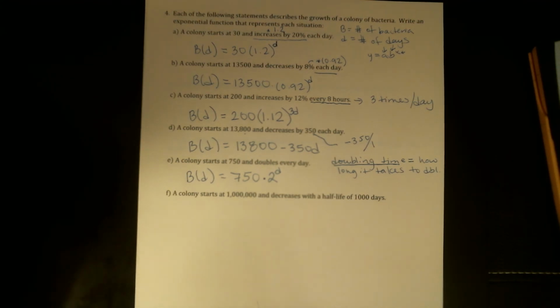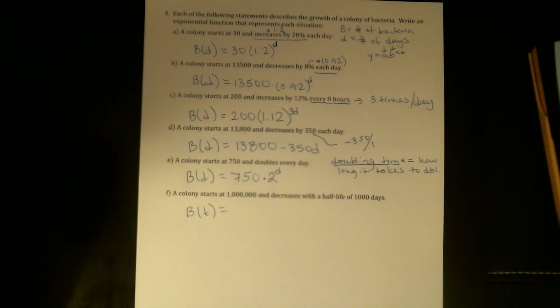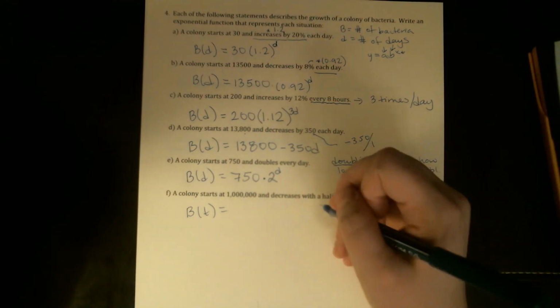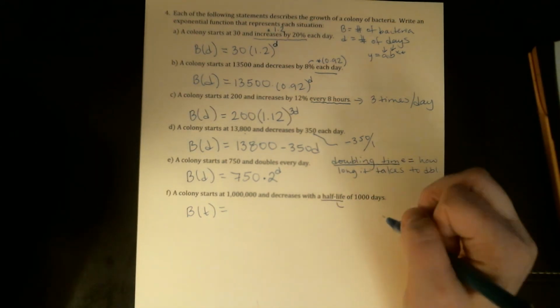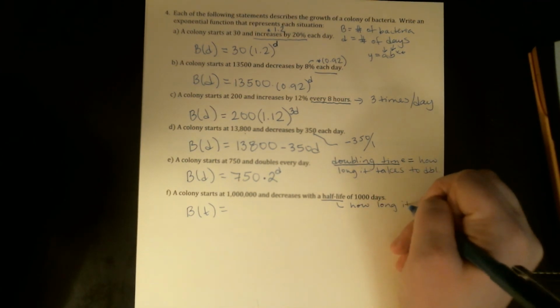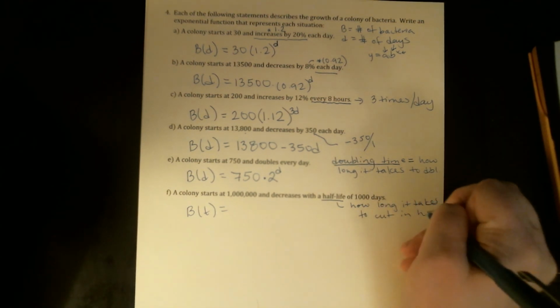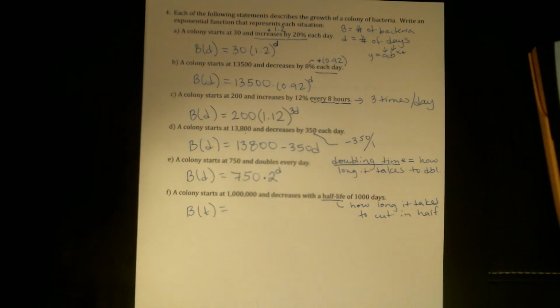The last part of this one has a colony that starts at 1 million and decreases with a half-life of 1,000 days. Okay, so this is one more piece of vocab. If you see half-life, that is directly translated into how long it takes to cut in half. So if you start with 10, the half-life would tell you how long to get from 10 down to 5, and then from 5 down to 2.5, and then from 2.5 down to 1.25, and so on. So this says we're cutting in half every 1,000 days.